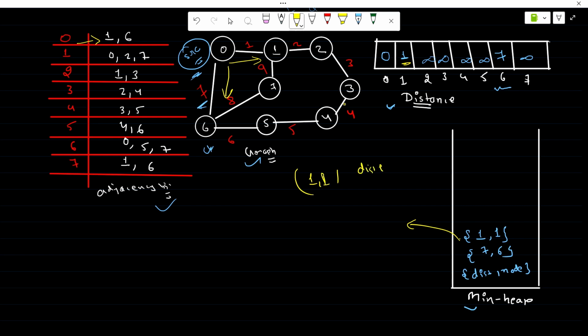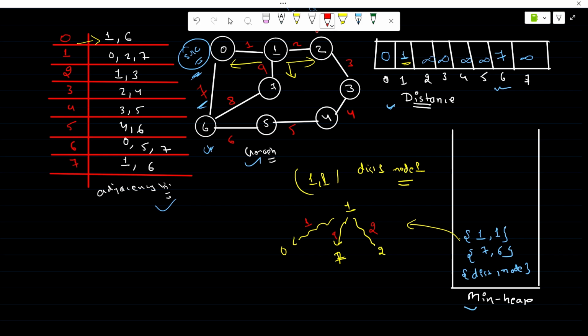So we have a distance of 1 with node 1. Now from node 1, where can we go? From node 1, we can go to 2, we can go to 7, we can go to 0. From 1 to 0, the cost will be 1. From 1 to 7, the cost will be 9. From 1 to 2, the cost will be 0.